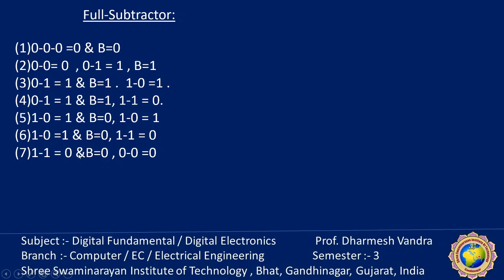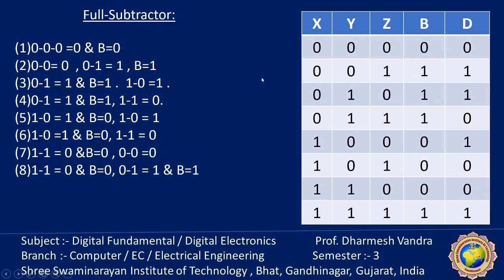1 minus 1 0, borrow is 0, and 0 minus 0 0. So total difference is 0 and there is no borrow. 1 minus 1 0, borrow is 0. Now the result of this 0 minus z. So 0 minus 1, the difference is 1 and borrow is 1. So we put all the conditions into a table like as each and every stage.